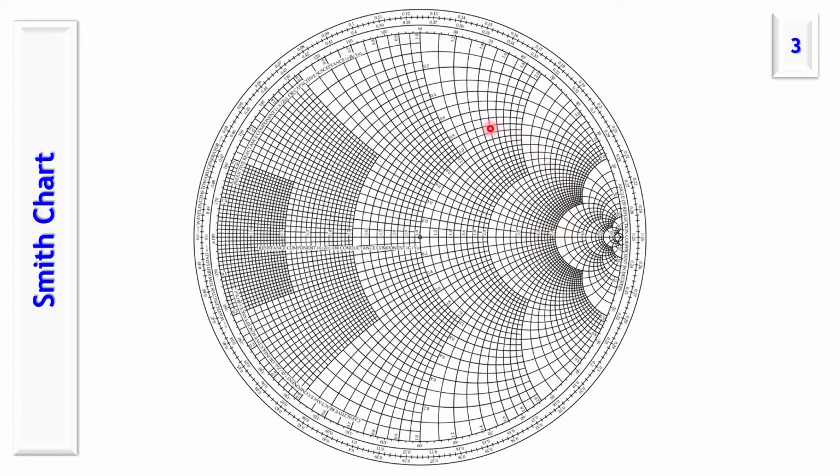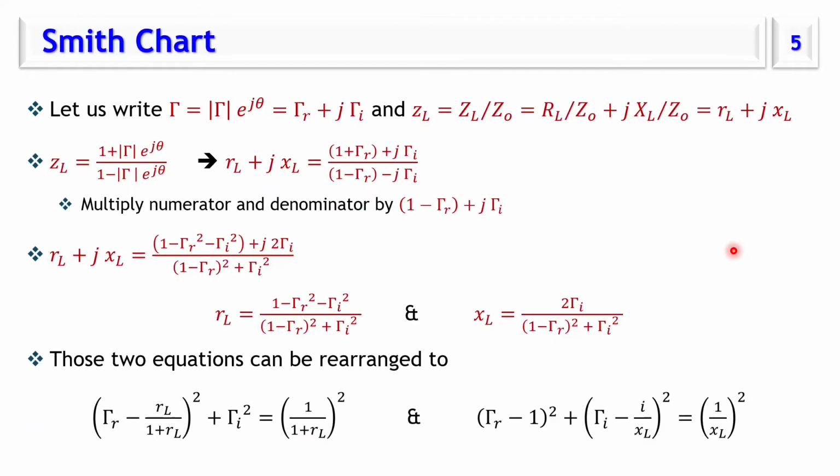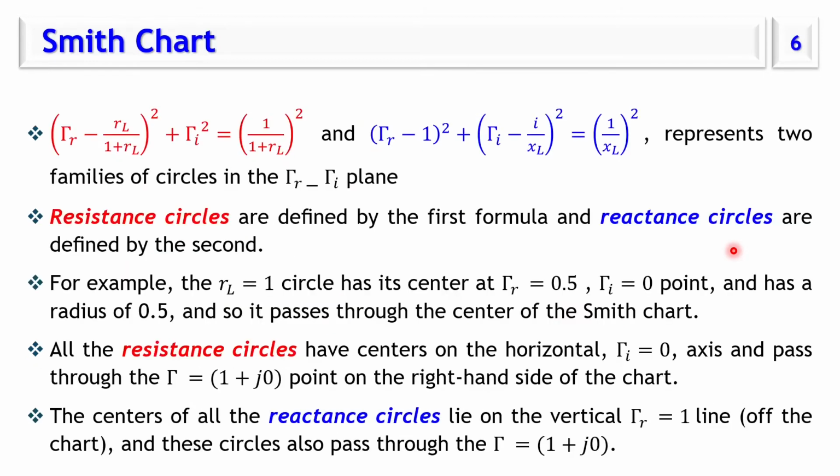So here from 0 to 180, here from minus 180 to 0, or you can say from 0 to 360. So this is the Smith chart, and as I said, these are the two equations that describe the relationship between the load impedance and the reflection coefficient. Both of them are expressed in real and imaginary components.